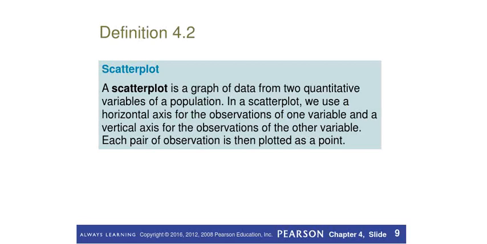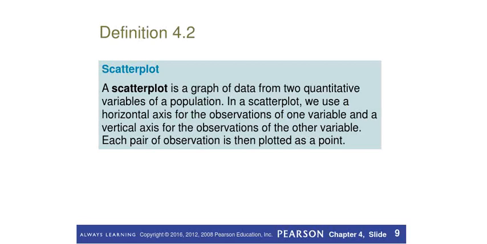This is another graph, related to what we were talking about back in chapter 2: the graph of the data from two quantitative variables of a population. In the scatter plot we use the horizontal axis for observations of one variable and the vertical axis for observations of the other, and each pair of observations is then plotted as a single point. So in other words, these pairs are numbers that go together. When x is one value, y is another value, and there are pairs of values that go together in our data. So this has to be the kind of data set where one observation goes with another observation.